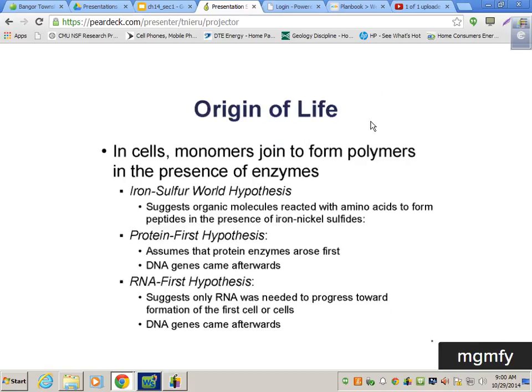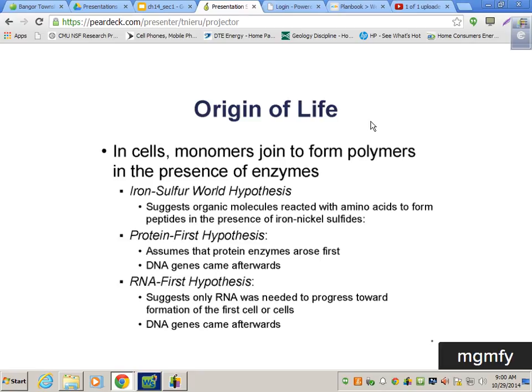So in cells, monomers join to form polymers in the process of enzymes, which, oh man, need an enzyme now. What are enzymes? Proteins, right? So if enough monomers would have come together to form polypeptides, because I would imagine that the first polypeptide was not a functional protein, eventually, if enough of them were being made in many different combinations, they would start to form functions. Otherwise, we wouldn't be here today.